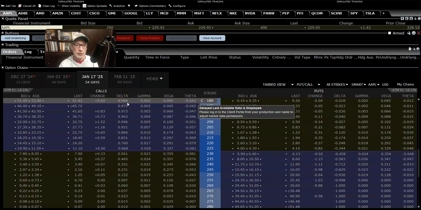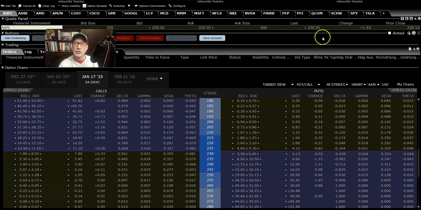Deltas go up to 100. So this is a pretty high delta. So that's an in the money strike, the 180 strike. So here's the last price for Apple, just under $230 a share. The 180 strike is listed well below the current price of the stock. That means that call option is in the money. So it has a very high delta.